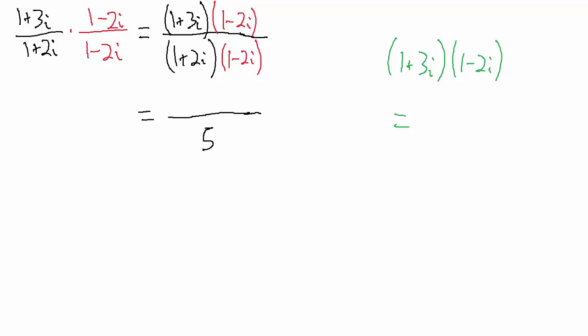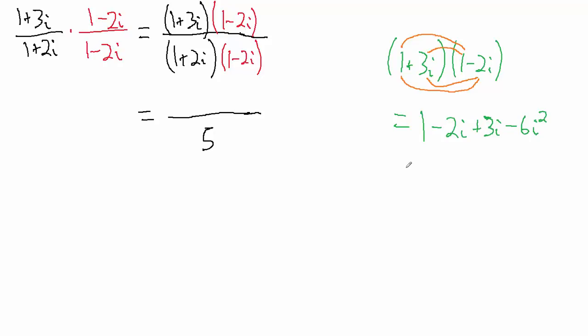So first gives us 1 times 1, which is 1. Then outer is going to give us 1 times negative 2i, so that's going to be minus 2i. Inner is going to give us this 3i times 1, which gives us plus 3i. And then last is going to give us plus 3i times negative 2i, and that's a little more complicated than these, so that's going to be minus 6i squared. Plus 3, negative 2, that gives us the minus 6, and then i times i gives us the i squared.